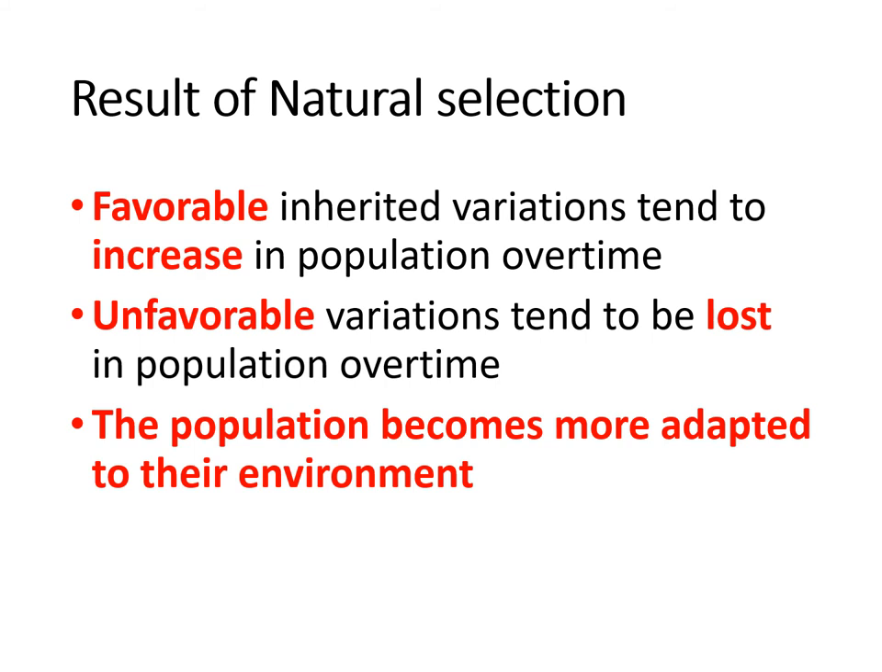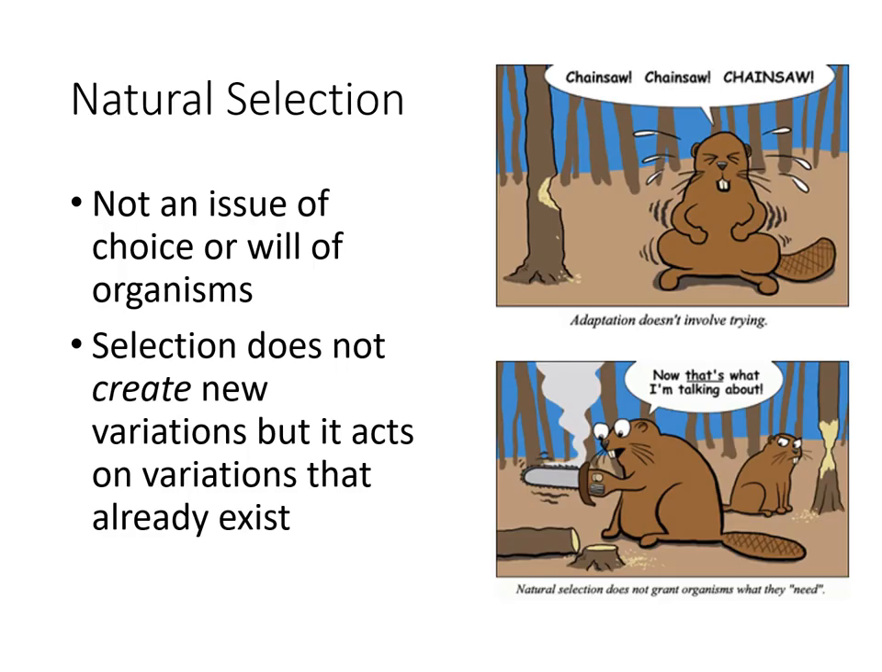So with these two mechanisms going on, over many, many generations, the population will become more adapted to the environment, because only favorable traits will be passed on in that population. It is important to understand natural selection is not a matter of choice or will of the organism. It's simply an underlying force of nature.